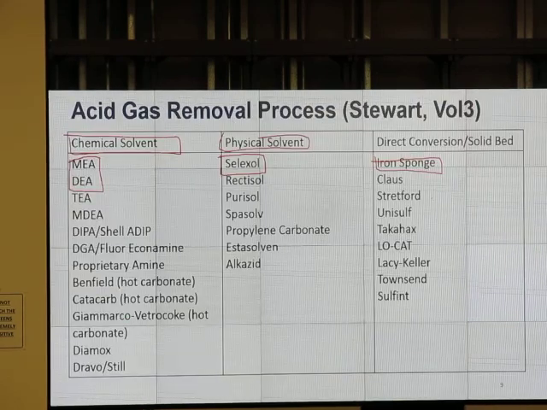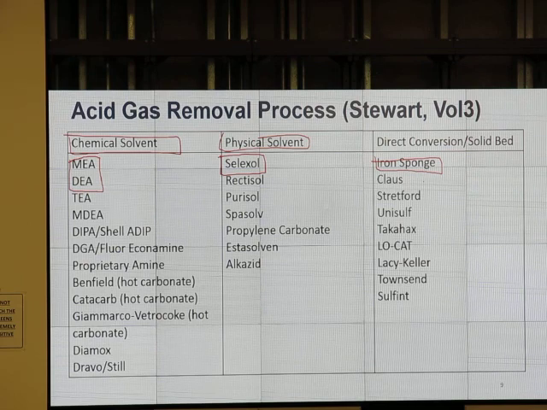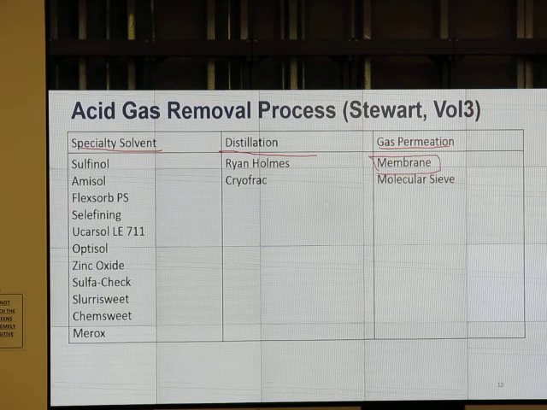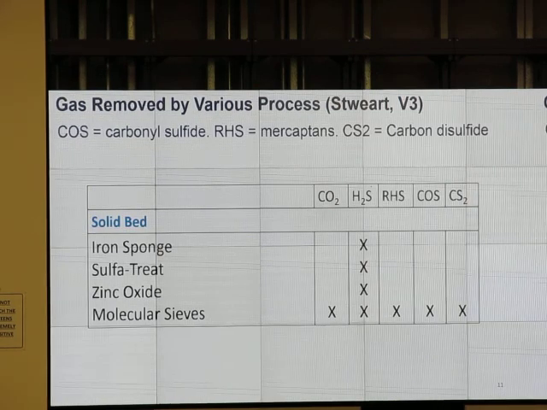So there are physical solvents and chemical solvents. Chemical solvent means there's a chemical reaction. Physical solvent has no chemical reaction, it just touches it and absorbs it on the surface, just that. A solid bed can have a chemical reaction on it. Okay, and there are some other special solvents, distillation, gas permeation, or membrane. We have it at a gas plant, right? So you may need to know about that too.